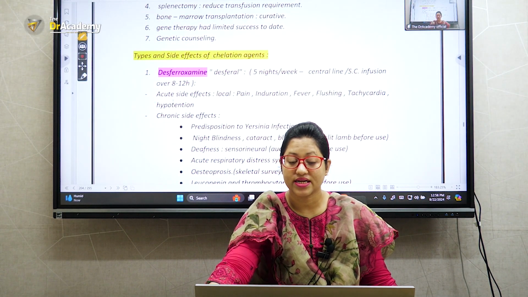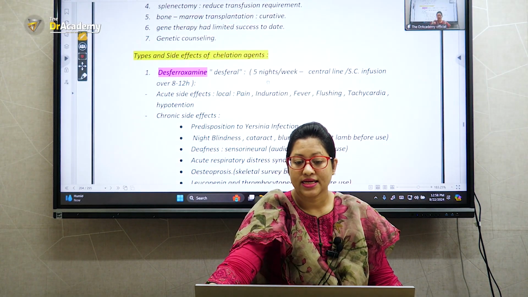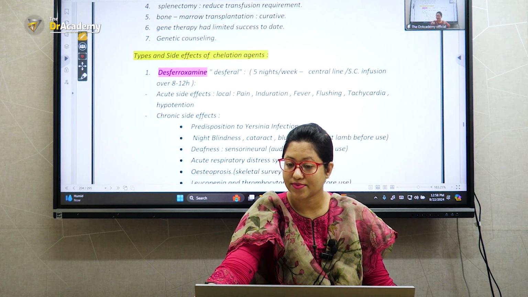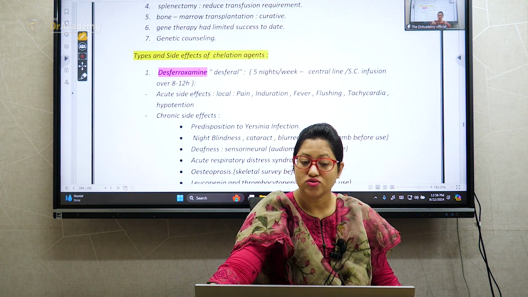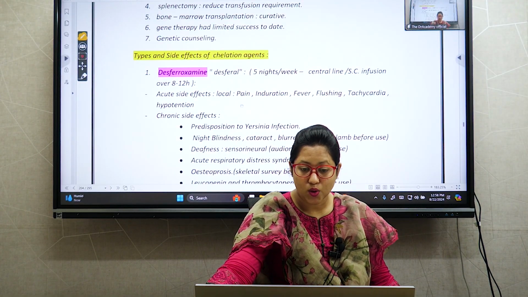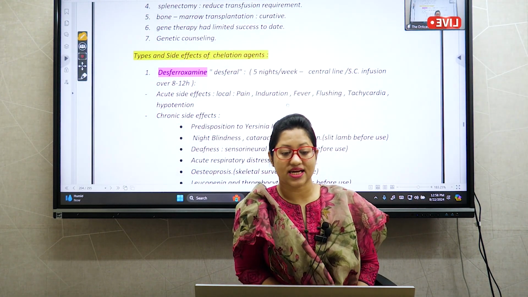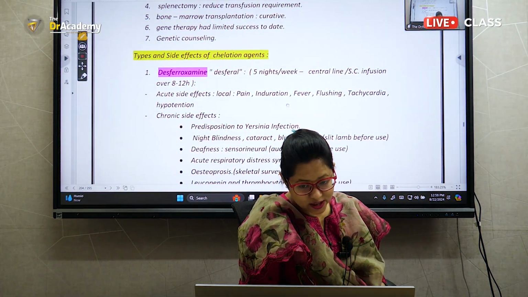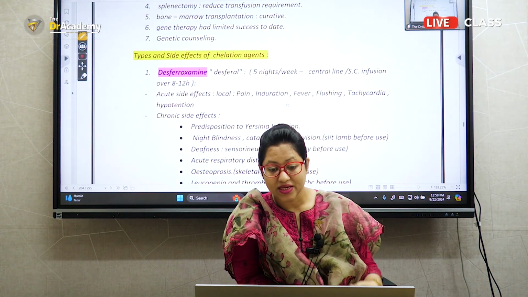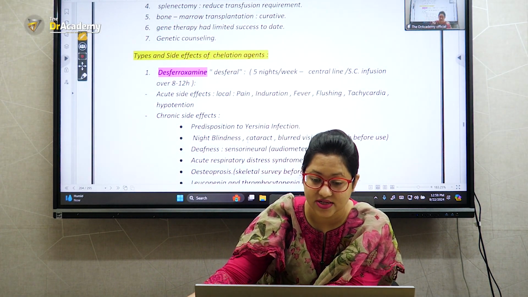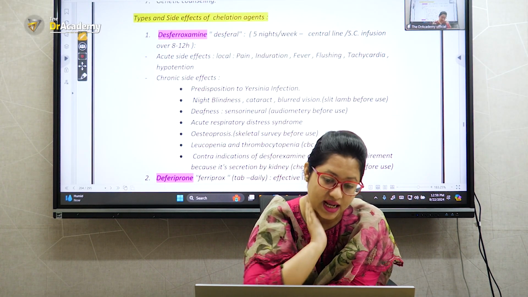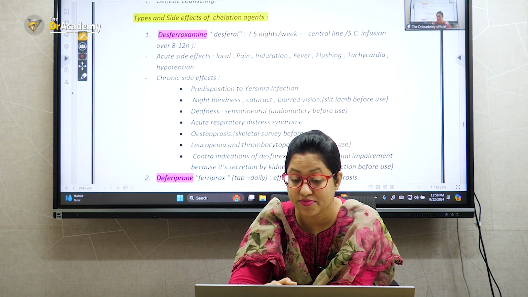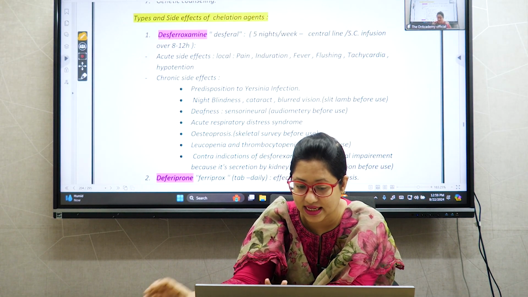The number 1 iron chelating agent is desferoxamine. It should be given 5 nights per week via central line or subcutaneous infusion over 8 to 12 hours. The acute side effects can be local pain, induration, fever, flushing, tachycardia, hypotension, and some chronic side effects like predisposition to Yersinia infection, night blindness, cataract, blurred vision, sensorineural deafness, acute respiratory distress syndrome, osteoporosis, leukopenia, thrombocytopenia. Okay. Contraindication of desferoxamine is renal impairment because its secretion by the kidney is needed.